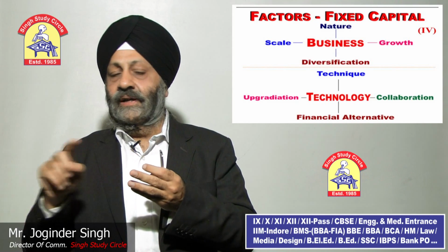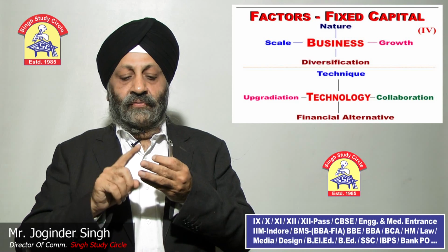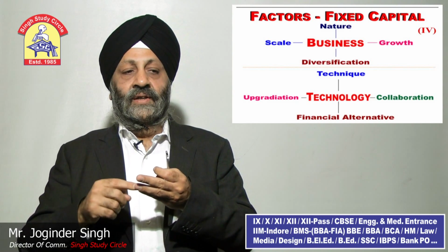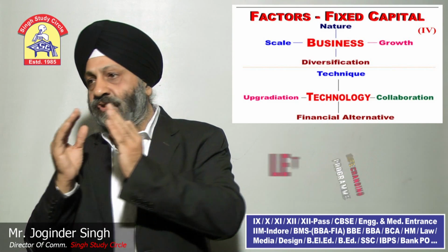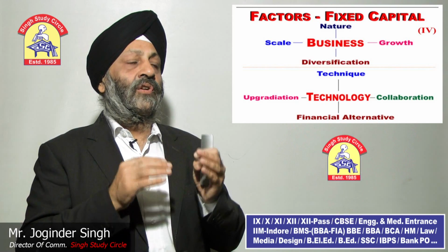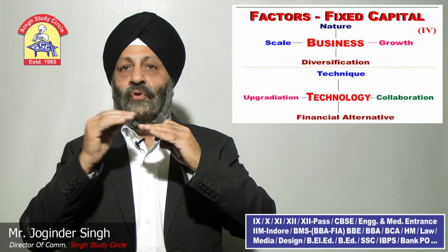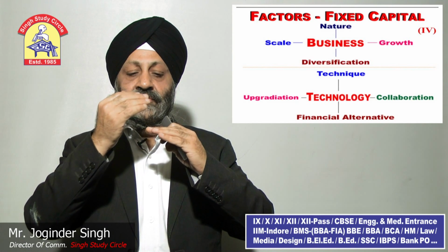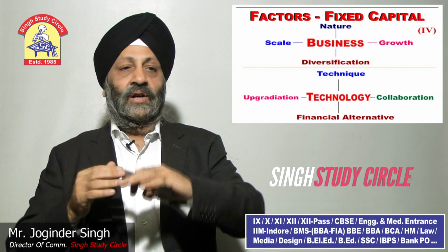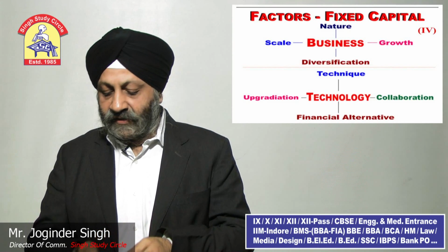Technology consists of 10 letters, but the word is TECH. T for techniques of production. E for financial alternative. C, the third word, stands for collaboration. And there is the letter H. H stands for high technology or upgradation. I have related the first 4 letters with the 4 points: T for techniques of production, E for financial alternative, C for collaboration, H for upgradation. So in this way you can remember all 8 points, the factors affecting fixed capital.